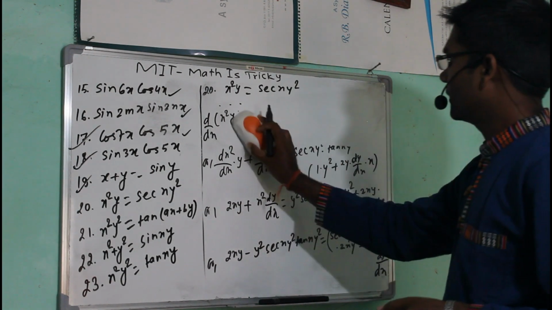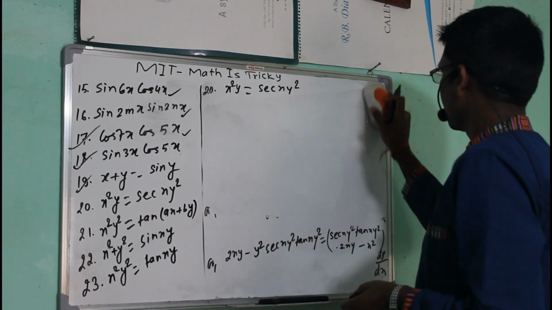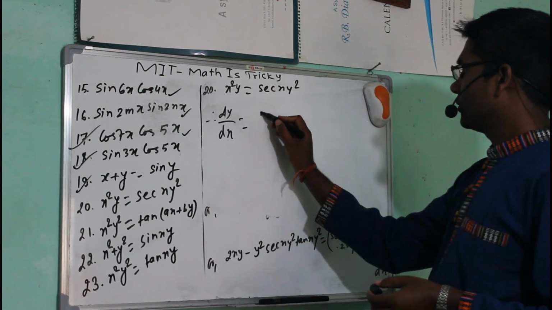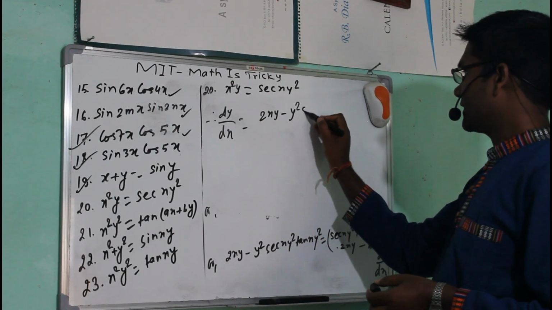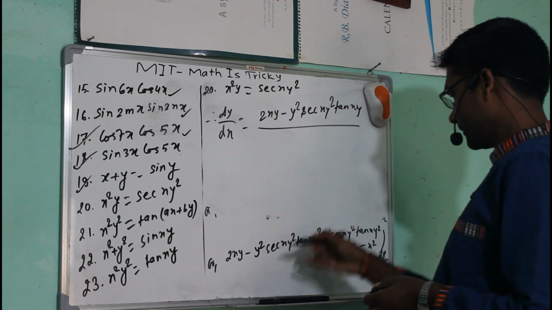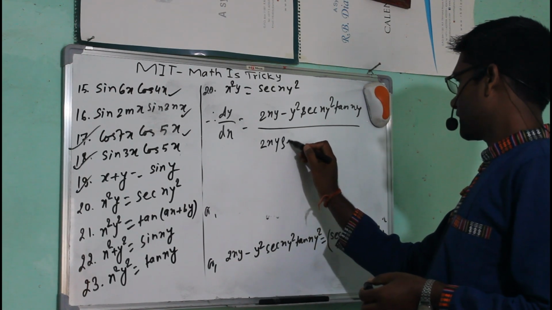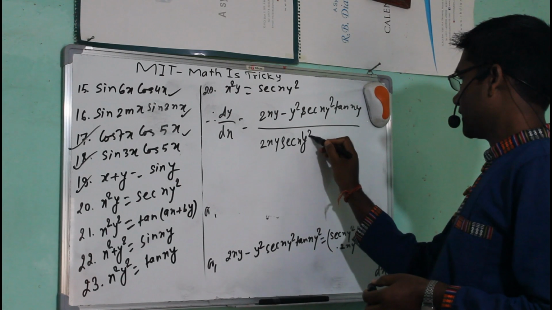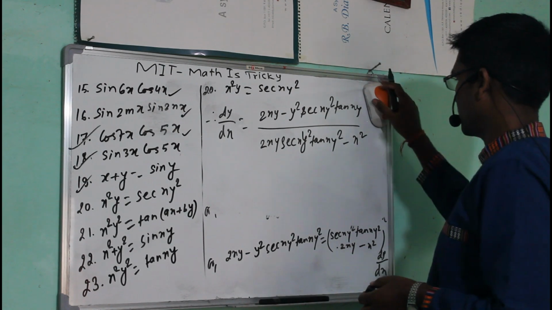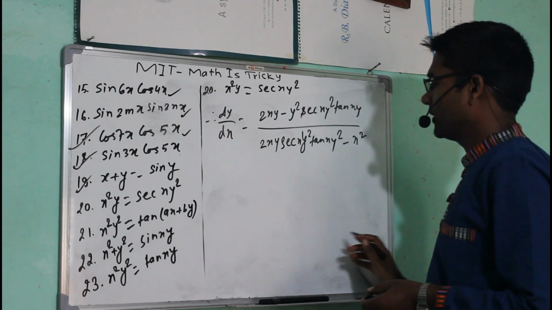Let me write it up and solve it completely for you. Therefore we can write dy by dx equals 2xy minus y square sec xy square tan xy square, divided by 2xy sec xy square tan xy square minus x square. That's our answer. Okay, now let me solve it by the trick method also.